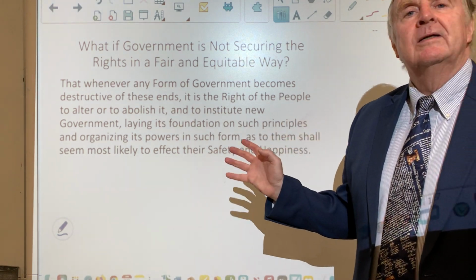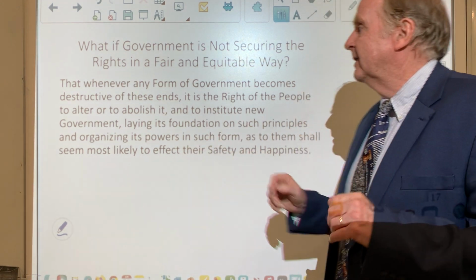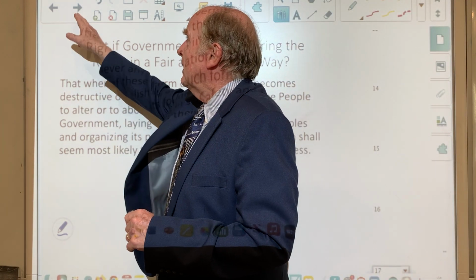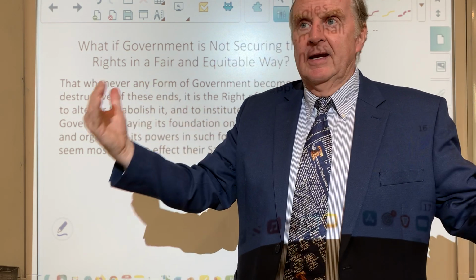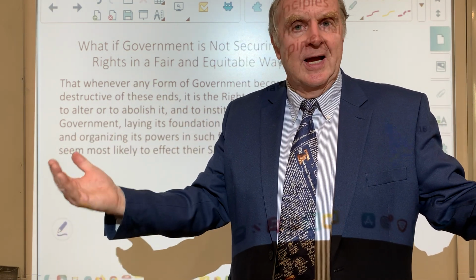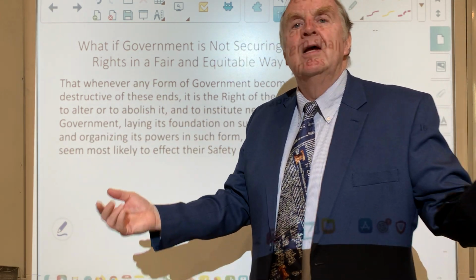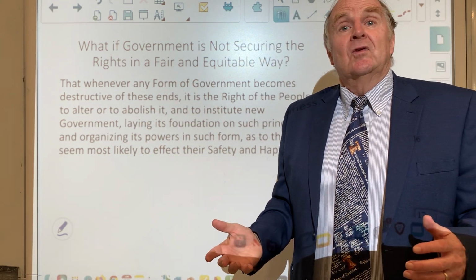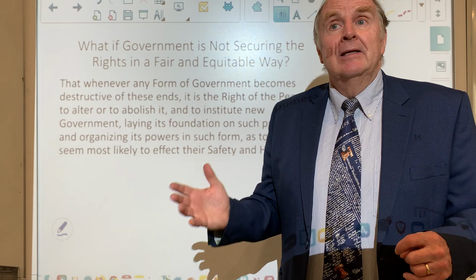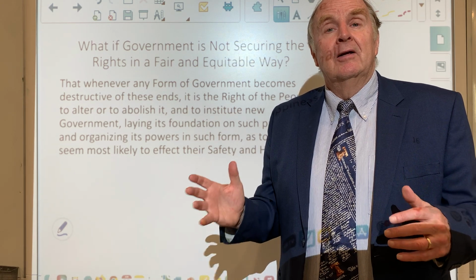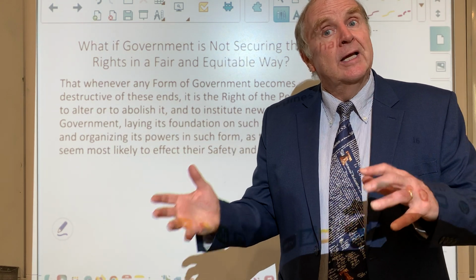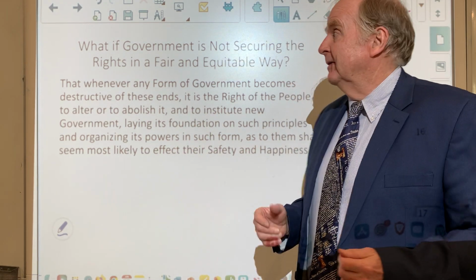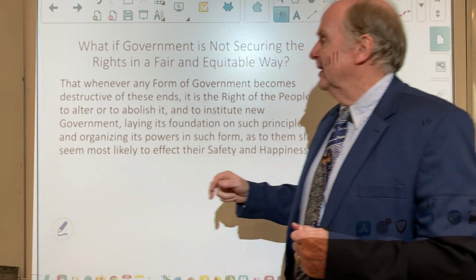Okay. This is what good government does. And also, this is justifying their call for independence, to say that if the government is no longer securing these rights, then the people have the right to form a new government. And in the case of the Declaration of Independence, they're declaring themselves independent of England.